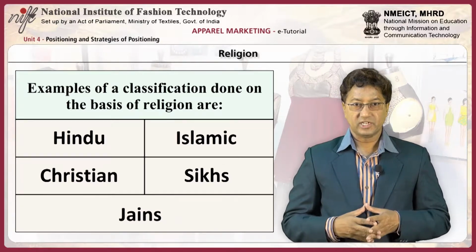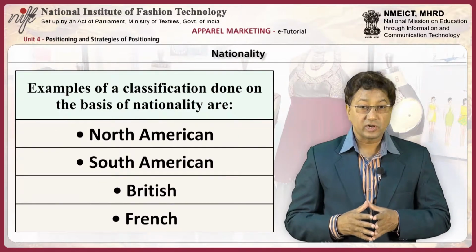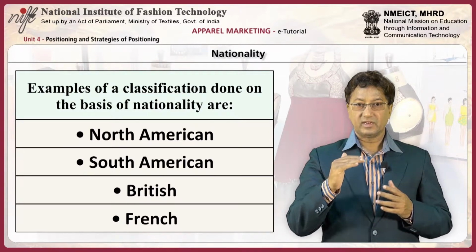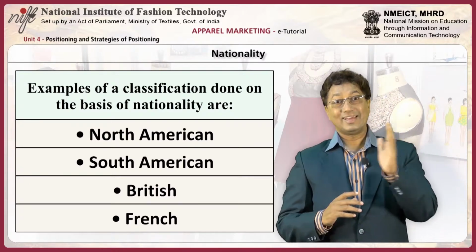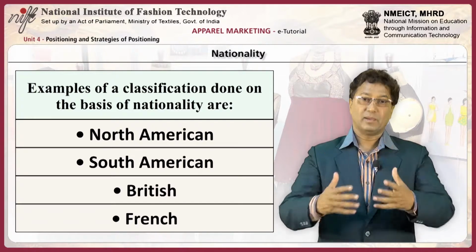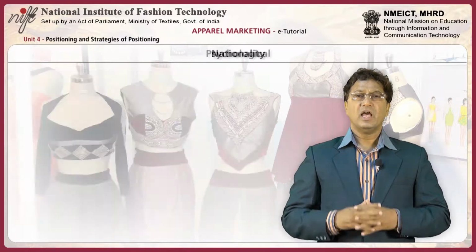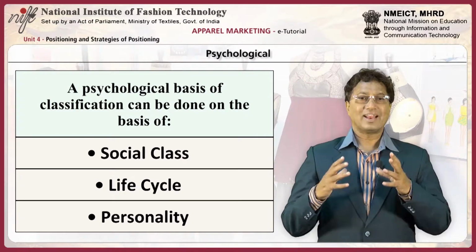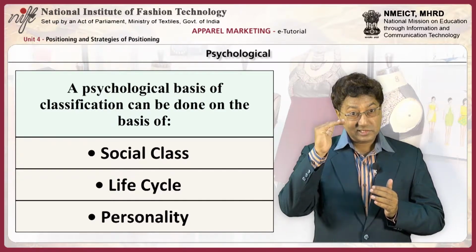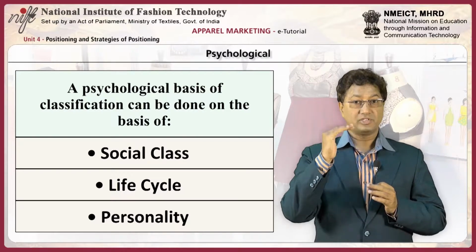Now let's come to the next. Examples of classification done on the basis of nationality: North American, South American, British, French, Indian, etc. Now let's come to the next basis of segmentation. A psychological basis classification can be done on the basis of social class, life cycle and personality.